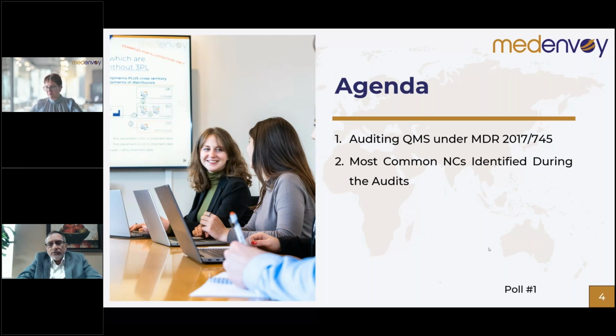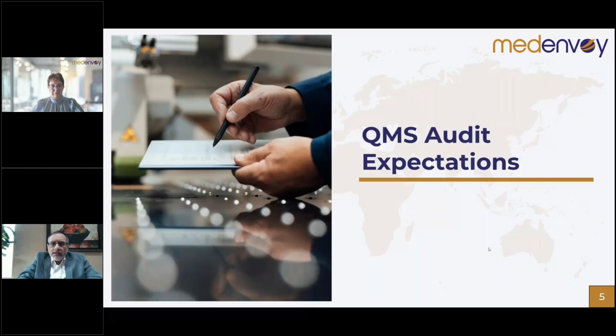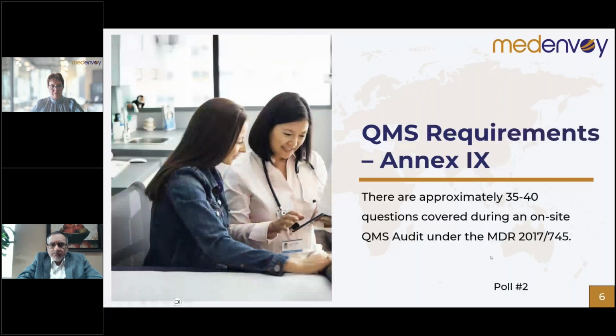Okay, so let's start. As we spoke, the agenda today is the quality management system aspects under the MDR that are covered in Annex 9 of the regulation. We'll go through the questions that auditors ask during the audit, and the intent, exactly what they're looking for, what their expectations are. So that's the aim for this session.